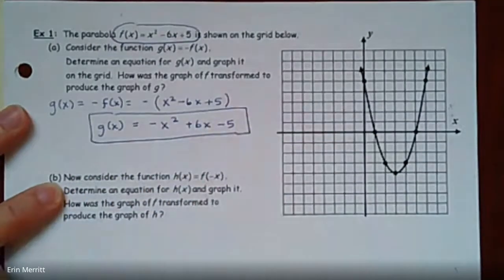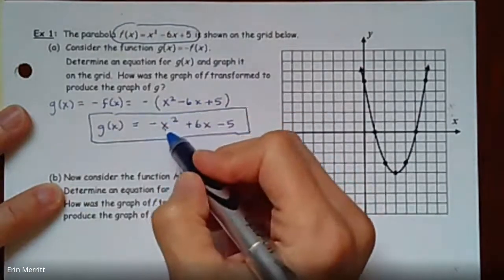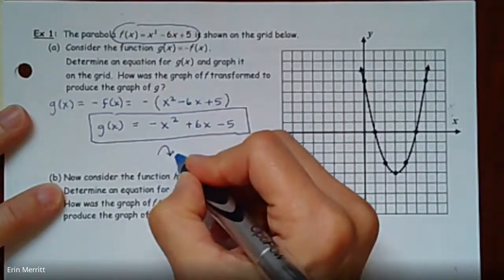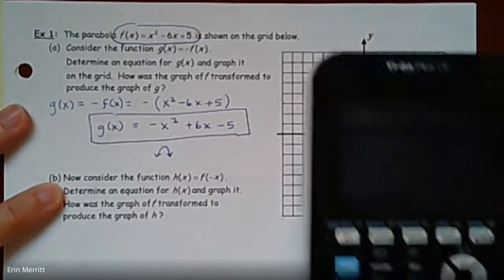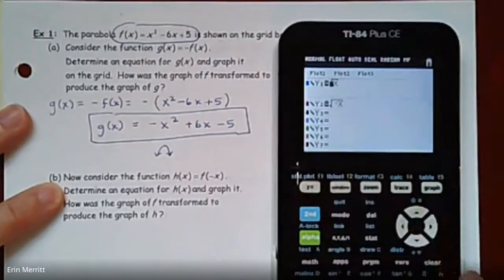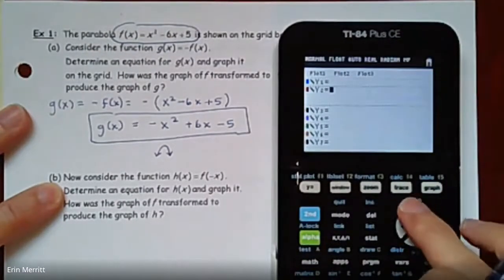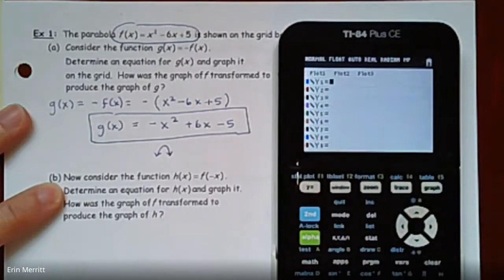And even if you haven't done these in a while, hopefully what comes to mind when you see a negative x squared is it's going to be a parabola that's upside down, or that frowny face looking guy. So if we go to our calculator and we type it in, so if we have negative x squared plus 6x minus 5.